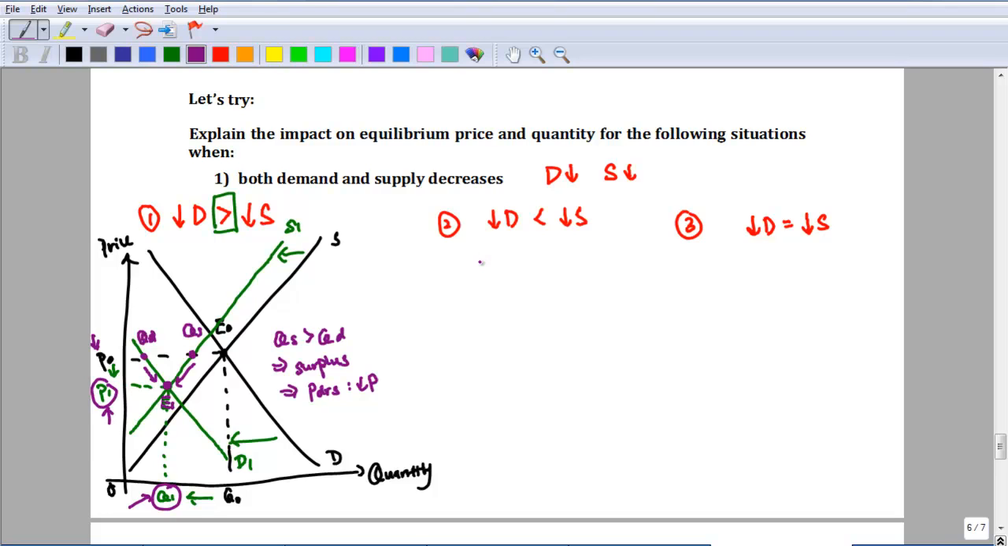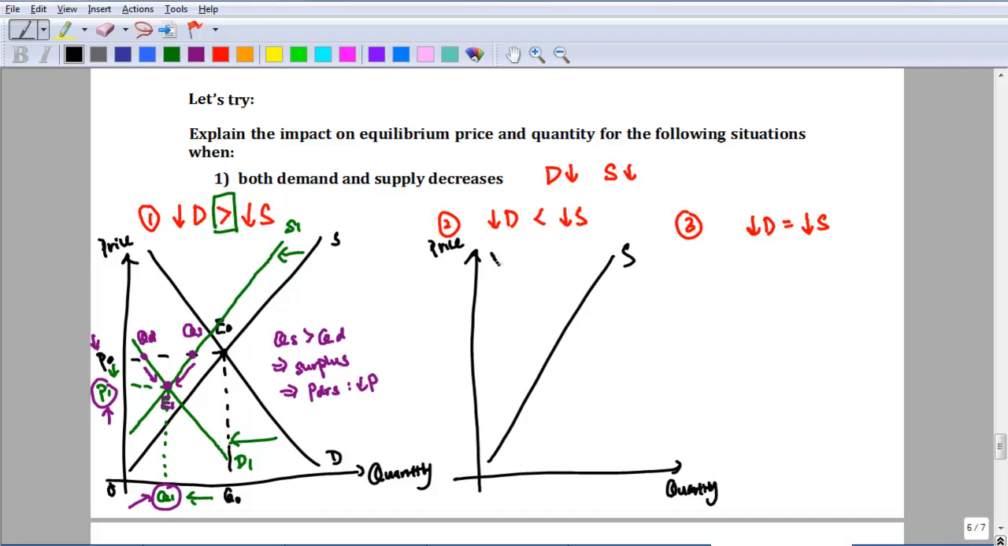Alright, now let's take a look at case 2. We have price, quantity, supply, demand. They intersect at this point here, market equilibrium point E0, equilibrium price P0, equilibrium quantity Q0.